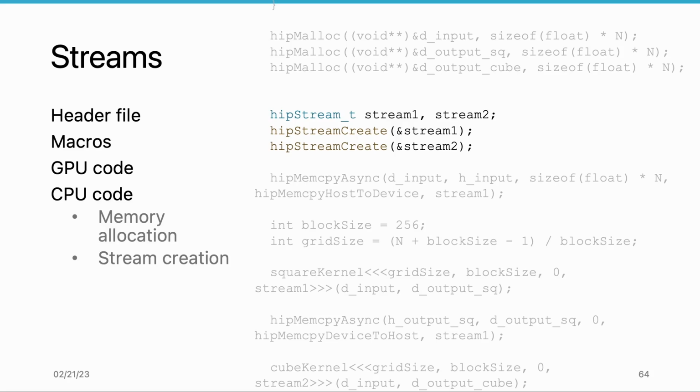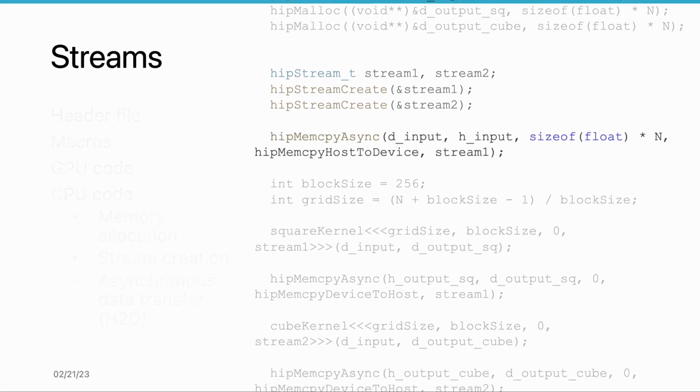This function creates a new stream and initializes it with default properties. The function takes a pointer to a heapstream_t object as an argument, which is used to store the newly created stream. The two stream objects, stream1 and stream2, are initialized and can be used to execute heap commands asynchronously on the GPU.